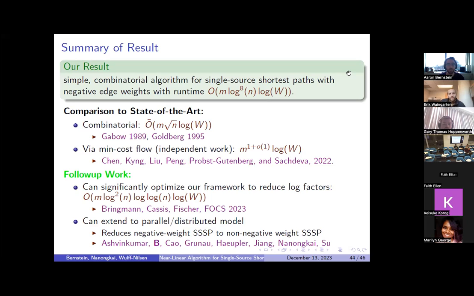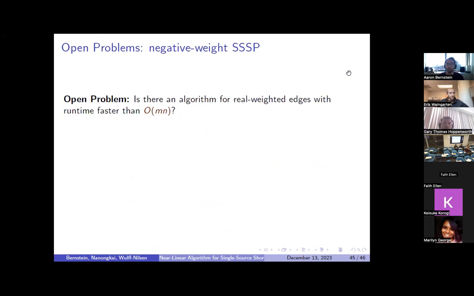Okay, let me then finish up with some open problems. So first, some open problems specifically about negative weight shortest paths. I think the biggest one is this. As I said, all of the algorithms for this problem are using scaling. If you have real weighted edges, the fastest thing known is still just Bellman-Ford and time mn.